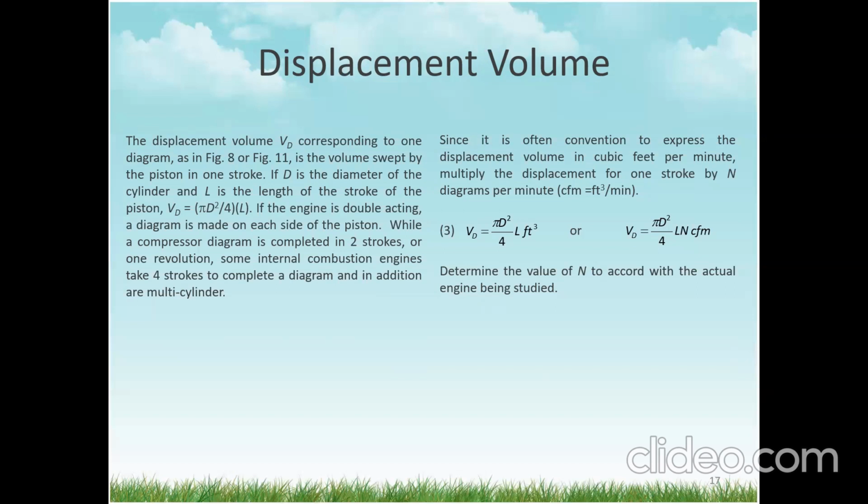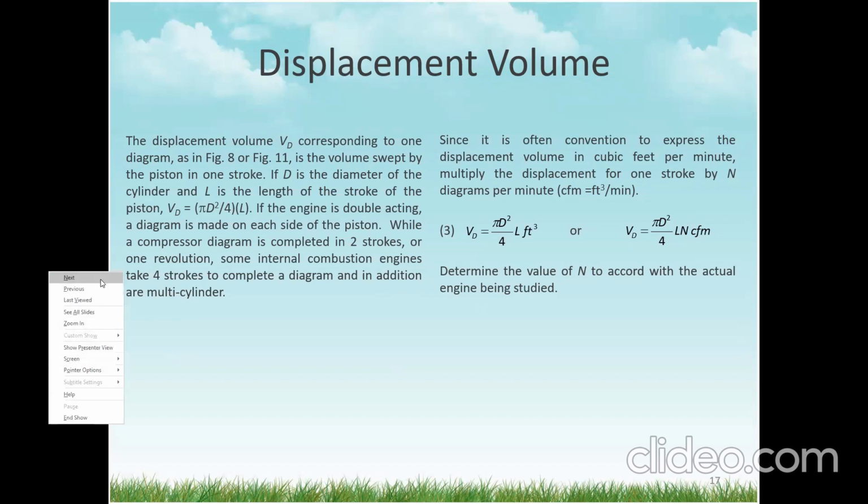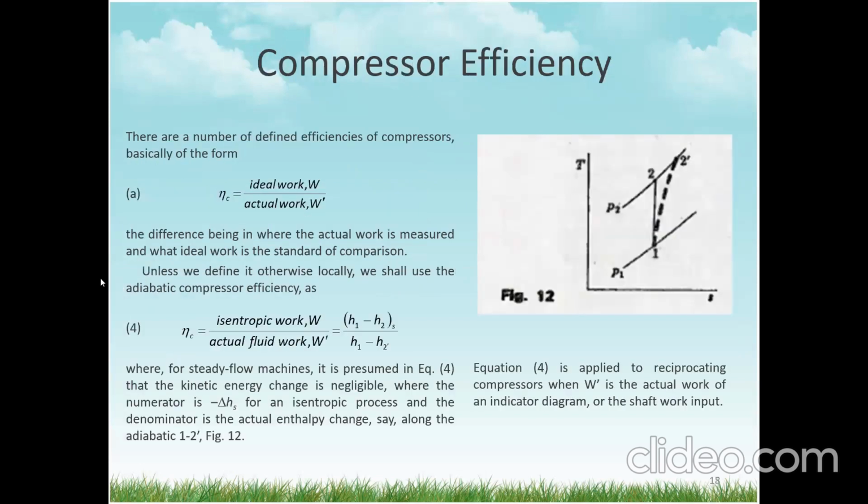Since it is common convention to express the displacement volume in cubic feet per minute, multiply the displacement for 1 stroke by n diagrams per minute. So, B sub D is equal to pi D squared over 4 times L cubic feet, or B sub D is equal to pi D squared over 4 times L times N CFM. Determine the value of N to accord with the actual engine being studied. You get that from the actual engine.